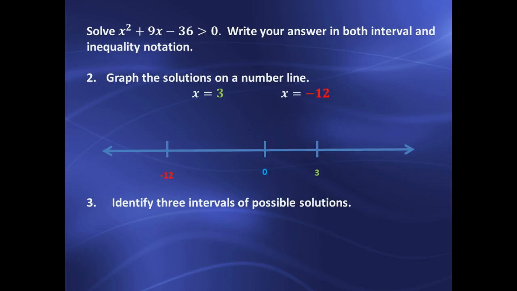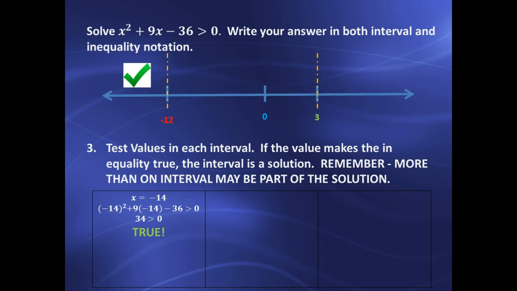Now you're going to take your two solutions and graph them on a number line. And then you're going to use your number line to identify 3 intervals of possible solutions. Now keep in mind that your solutions might lie in more than one interval, so you really need to test all 3. All right, so we're going to test a value in each interval.